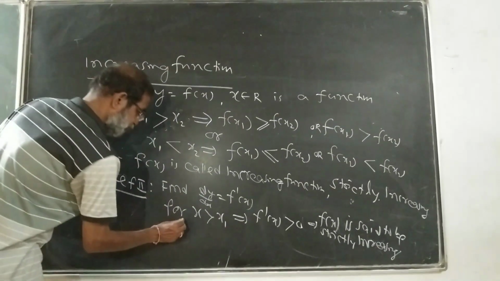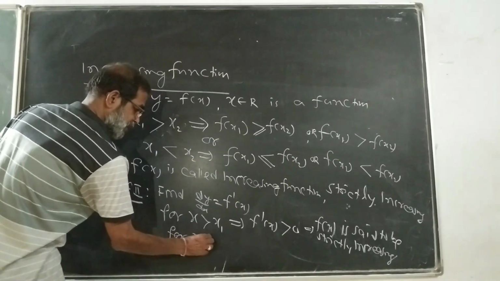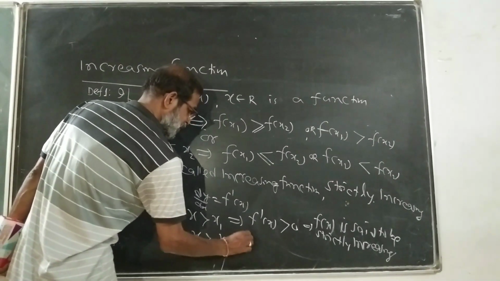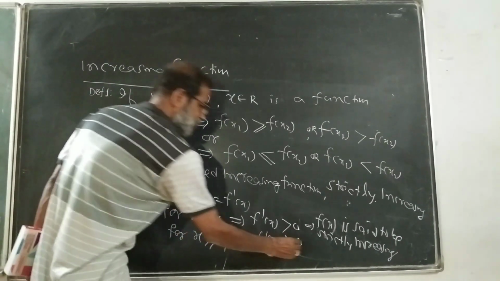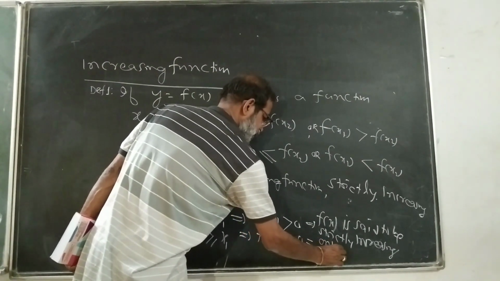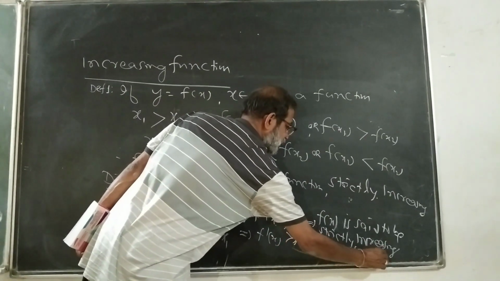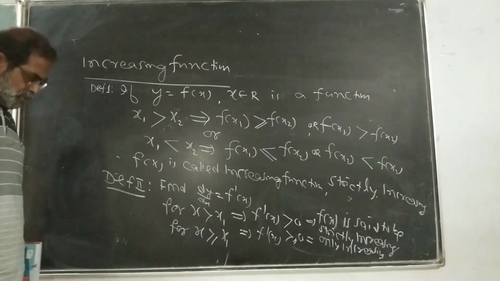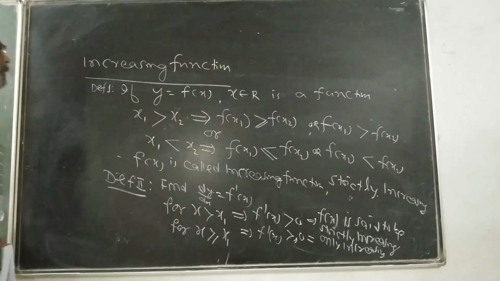So for x greater than or equal to x1, if f dash x is greater than or equal to 0, then it is called only increasing. Like this, we can define it in two ways, but we have to do some examples based on it.